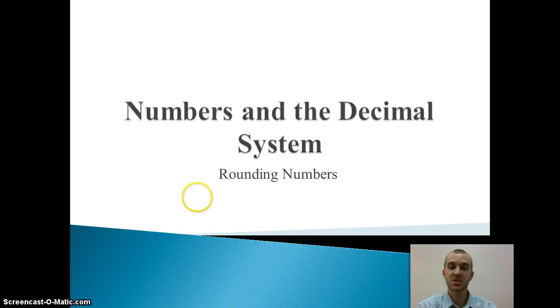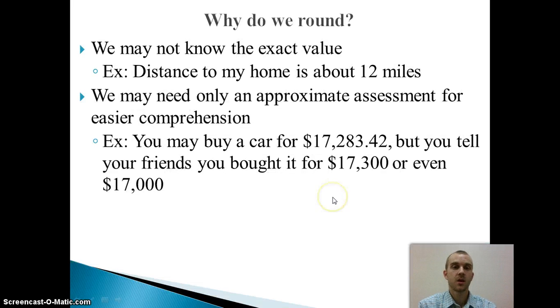In this video we're going to explore rounding numbers. We round for a couple different reasons. One may be that we don't know an exact value, and this is especially true with distance and with populations. For example, I don't know my exact distance home. I would say that it's about 12 miles away.